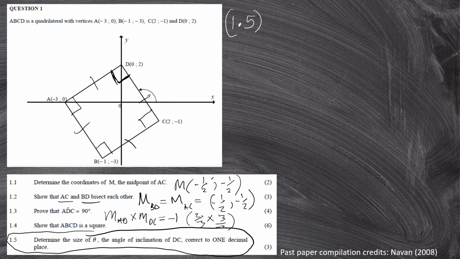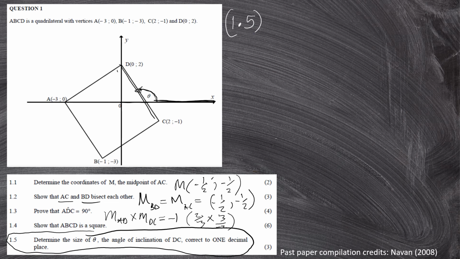Very interesting examinable question. Determine the size of theta, the angle of inclination of DC, correct to 1 decimal place. It's quite a fairly easy question. Remember, here we're just revising your grade 10 to 11 analytical geometry. So they want you to determine the size of angle theta, which is the angle of inclination. We know that it's an angle of inclination because it's the angle between the x-axis and the line, and it's measured in an anti-clockwise direction.